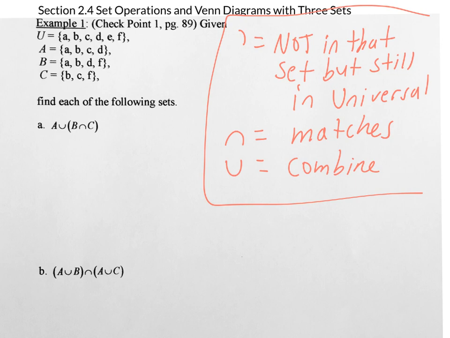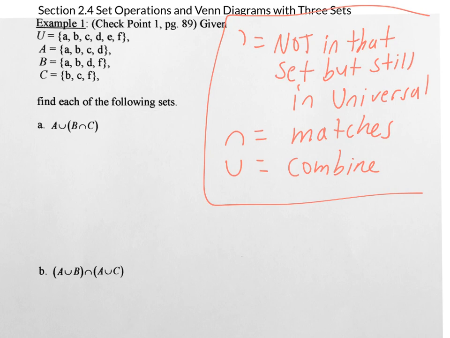So as I look at the first question, and actually for all these parts, we're going to use the following sets. It says given that the universal set is little a through little f. Set A is A, B, C, D. Set B is little a, B, D, F. Set C is little b, c, f. So for this whole slide, we're going to be using these sets. And it says find each of the following sets.